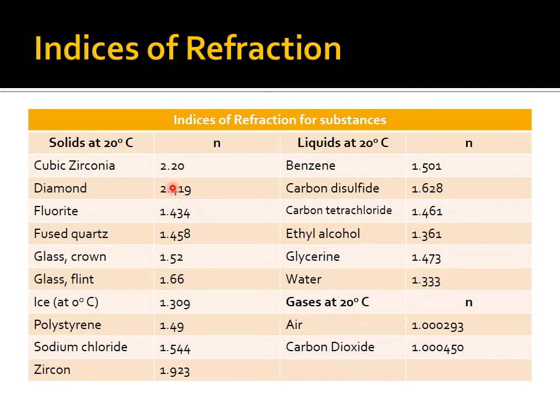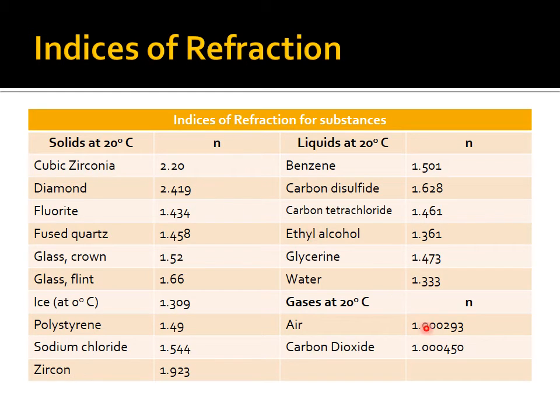Diamond at 2.419 is actually the largest index of refraction anywhere on this chart. Out of all the things on this chart, diamond is the most dense substance. It's largely said that diamond is one of the, if not the, hardest natural known substances. We've created stuff in labs artificially that is stronger than diamonds, but diamonds are pretty tough, so they have a very large index of refraction. They bend light a lot, which helps them look very sparkly, which is why people use them in jewelry.